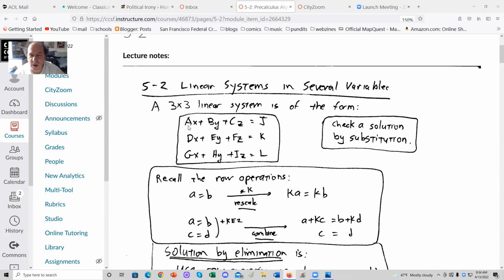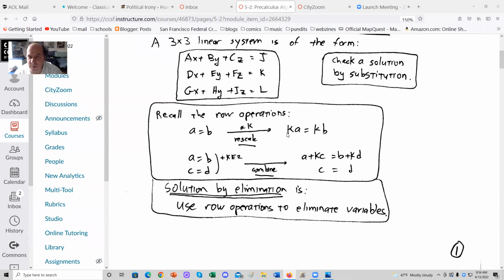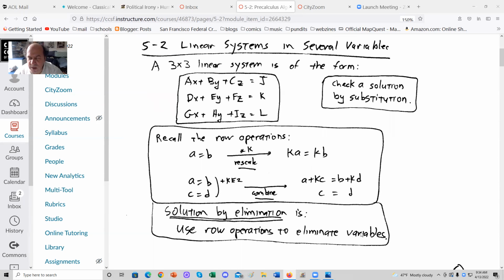And as before, A, B, C, D, E, F, G, H, I, J, K, and L are known constants, and X, Y, and Z are the variables to discover. And you can check a solution by substitution. We solve by elimination. As before, we use row operations to eliminate variables. Row operations are rescaling and combining.